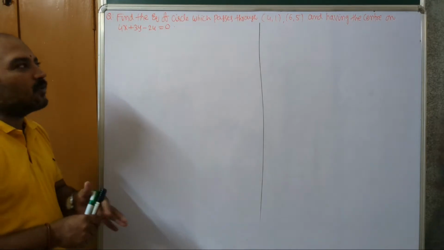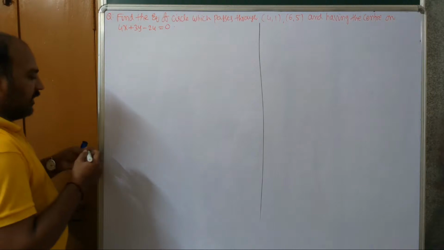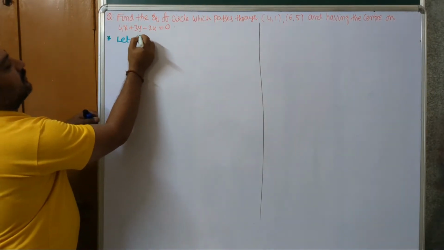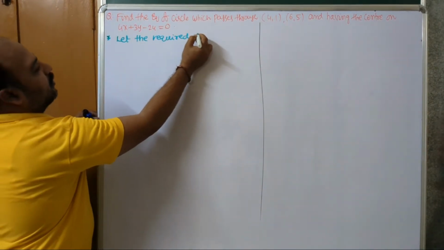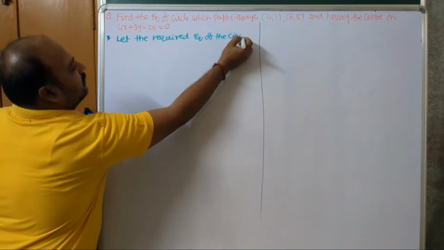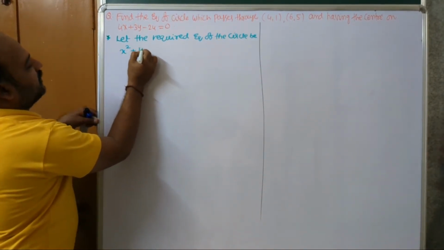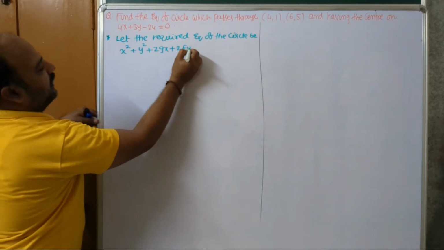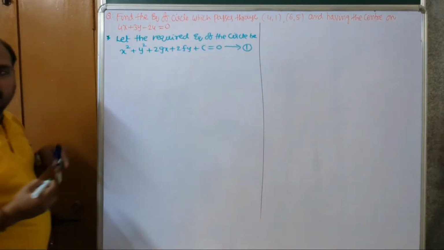So first what you have to do: find the equation of circle means, let us consider the required equation. Let the required equation of the circle be the general equation x squared plus y squared plus 2gx plus 2fy plus c equal to 0. Call that equation number 1.